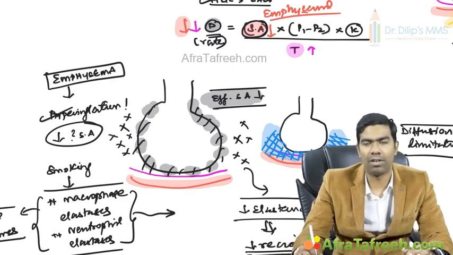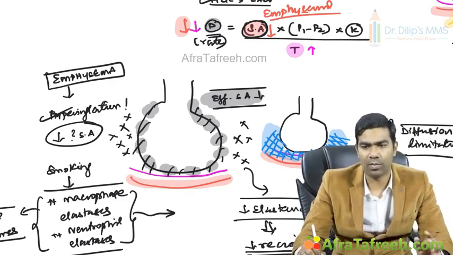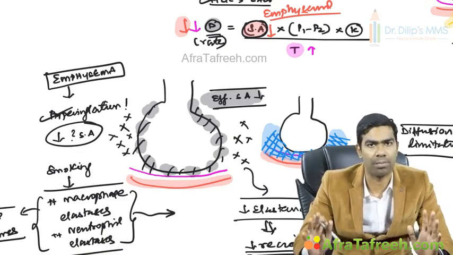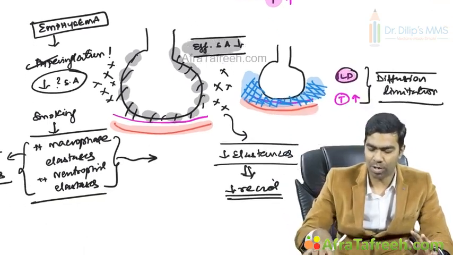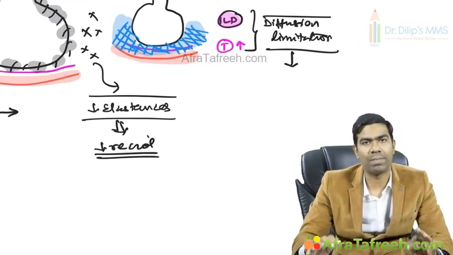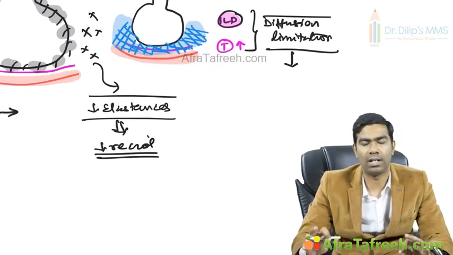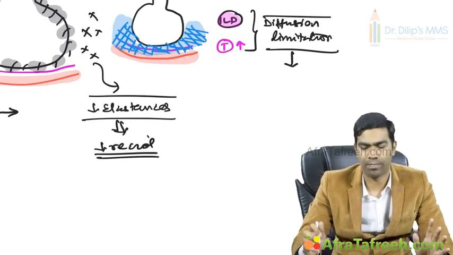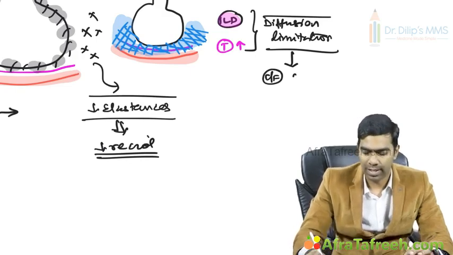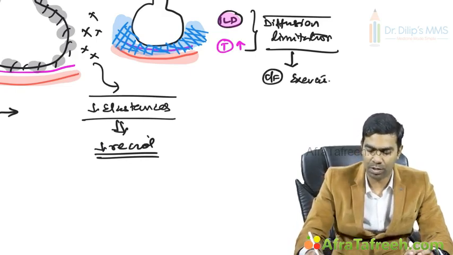In the entire world, if somebody asks you what are the examples of diffusion limitation, please tell them ILD and emphysema as the first two topmost examples. Why is this important? Because later on, I will be telling one important thing. Whenever the patient is having a prominent diffusion limitation related problem, the most important clinical feature that you are going to encounter is exercise-induced hypoxemia.